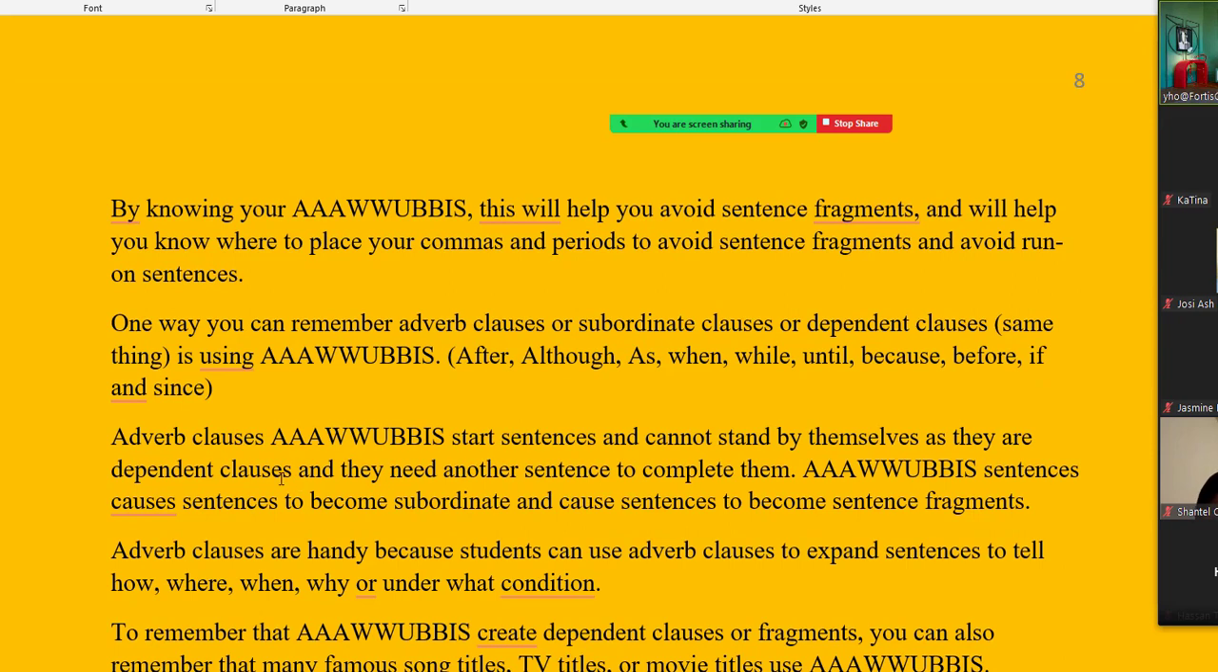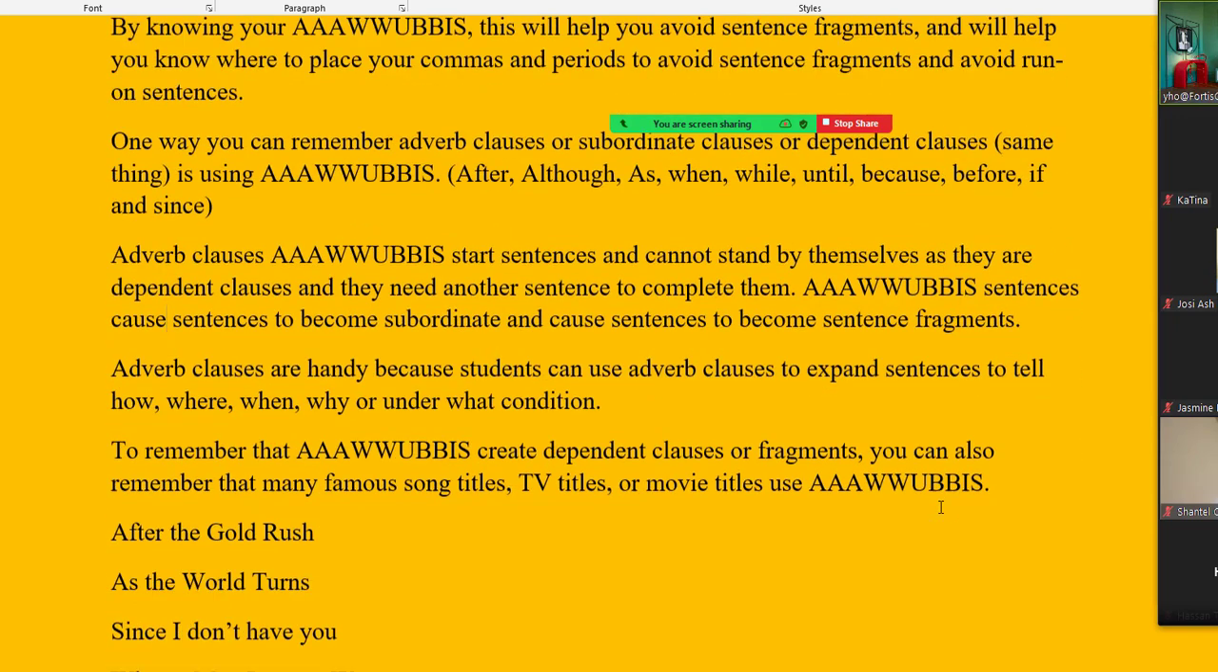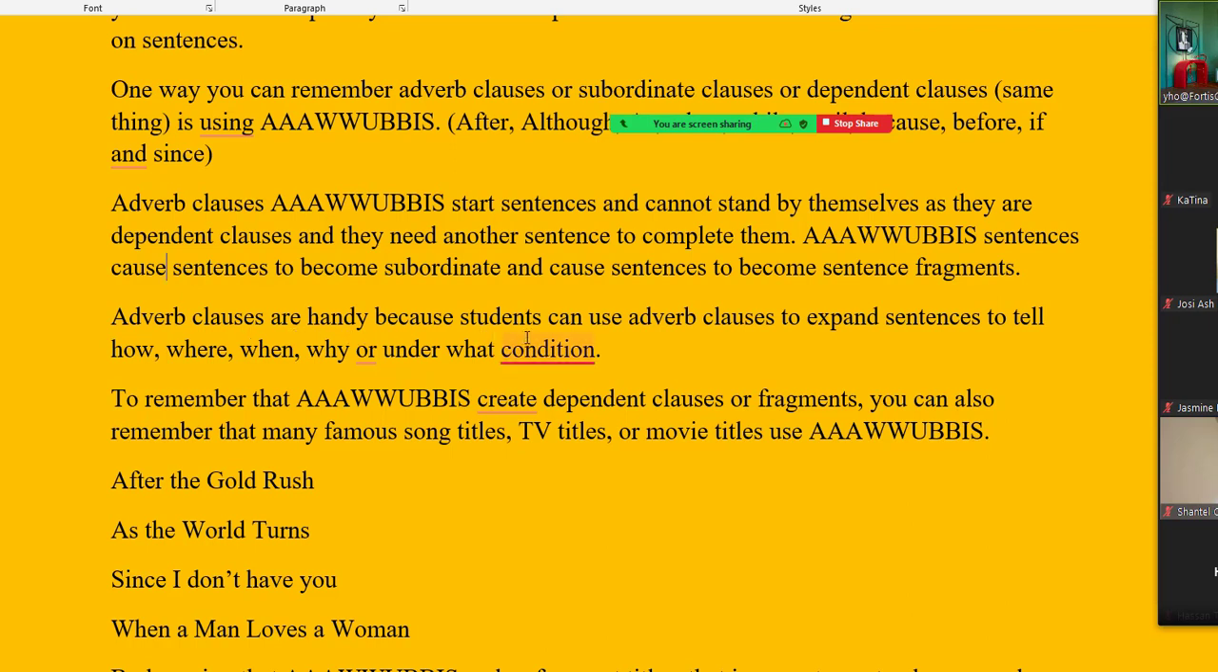And so adverb clauses like AAAWWUBB start sentences and cannot stand by themselves, as they are dependent clauses and they need another sentence to complete them. And so AAAWWUBB sentences cause sentences to become subordinate and cause sentences to become sentence fragments. Adverb clauses are handy because students can use adverb clauses to expand sentences to tell how, where, when, or why, under what conditions. So to remember, AAAWWUBBs create dependent clauses or fragments.